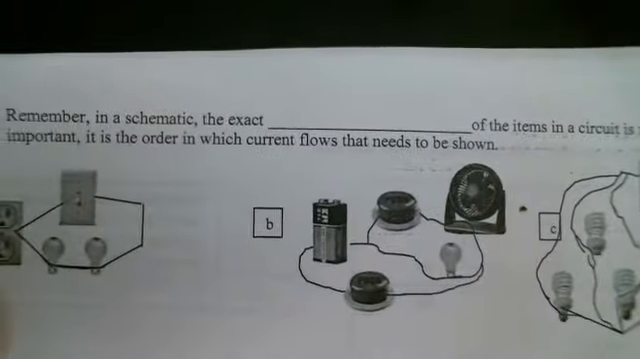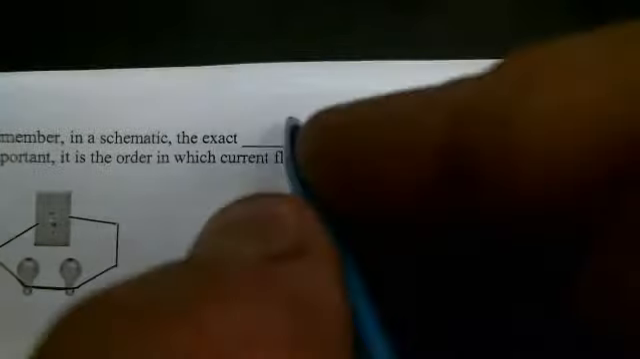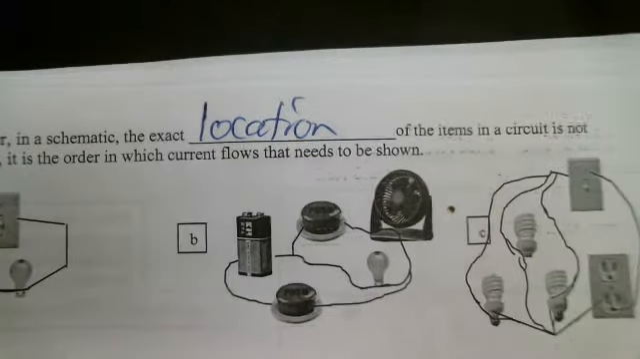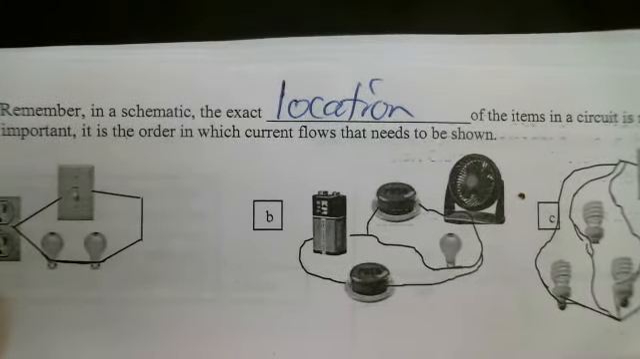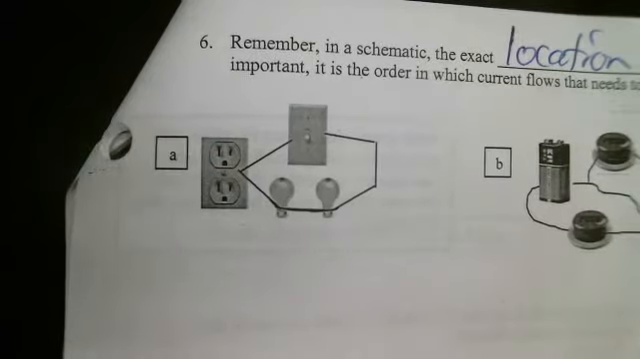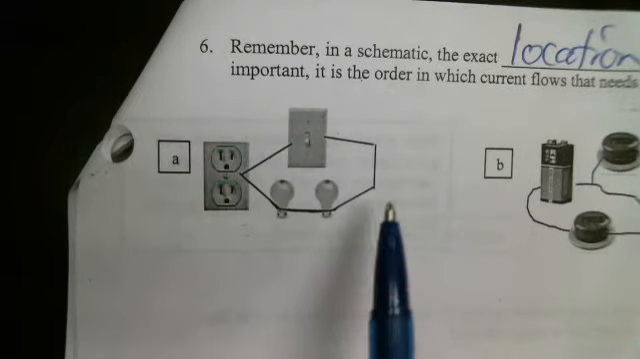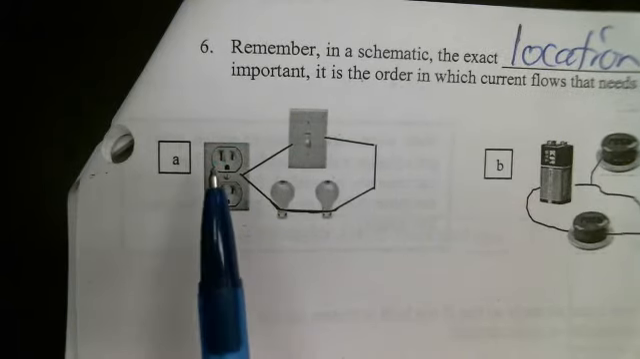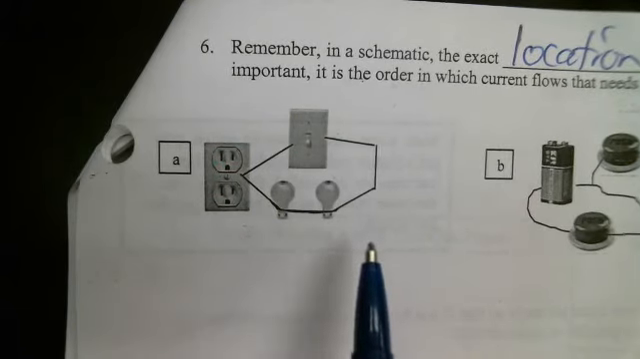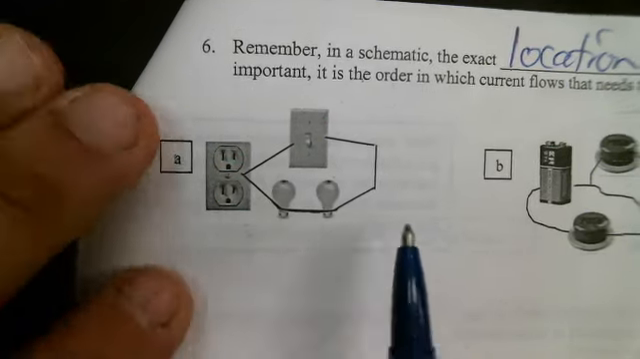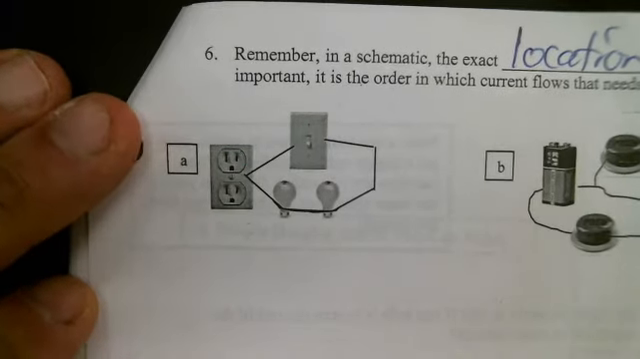Number 6. Remember, in a schematic, the exact location of the items in a circuit is not important. It is the order in which current flows that needs to be shown. So here we have a picture showing us the different items. Let's turn this into a schematic where for each item I'm going to put the right symbol, and I'm going to change the wires so that they are shown to be vertical or horizontal with sharp corners.